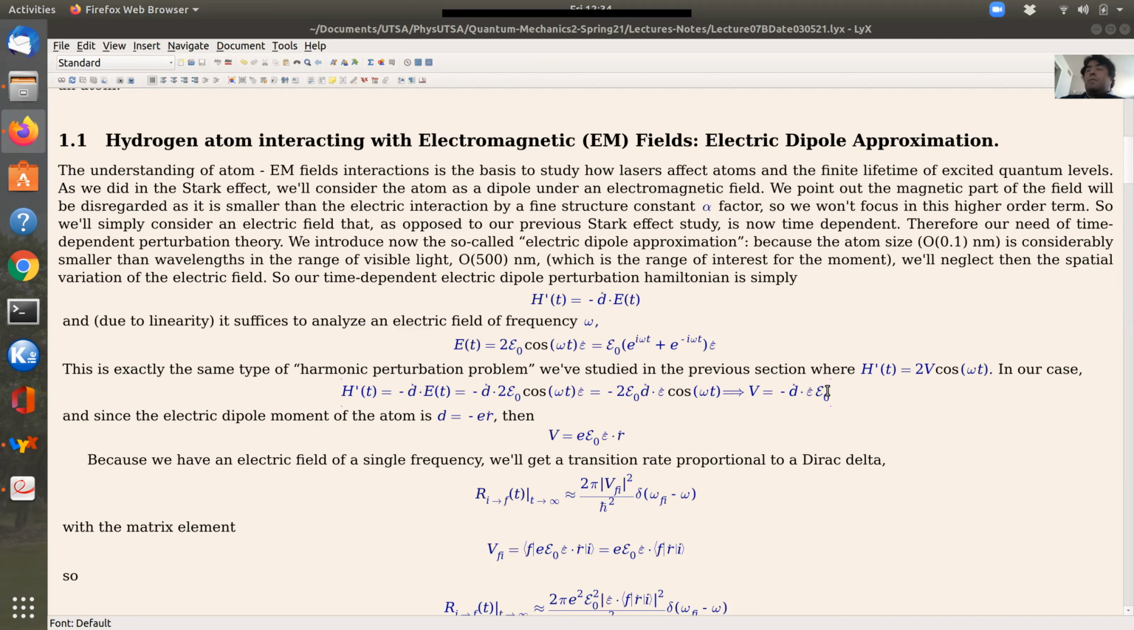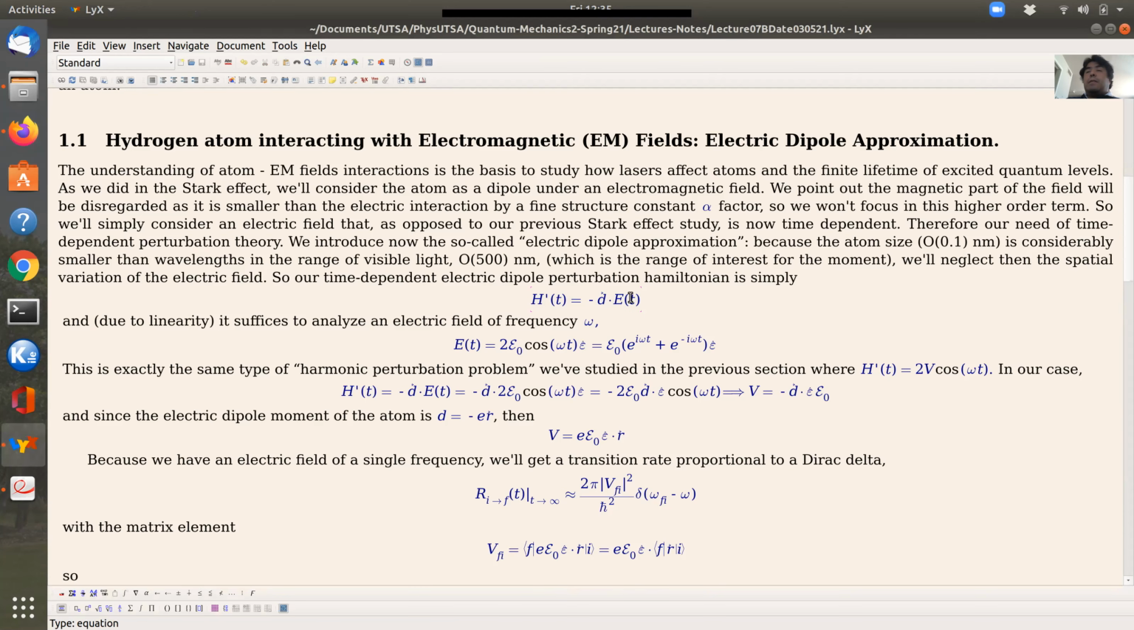But the second simplification, which is called the electric dipole approximation, is that for the range of visible light, the wavelength is way bigger than the size of the atom. And because of that, we will approximate the electric field as having no spatial variation. So that is the main meat of this electric dipole approximation. Again, it's a comparison between the affecting light and our subject of interest, which is the atom, right? So we're going to neglect the spatial variation of the electric field. And in that context, we're going to have a formula that looks similar to what we saw in the Stark effect, with the difference that the electric field is time dependent, making therefore the perturbation Hamiltonian also time dependent.